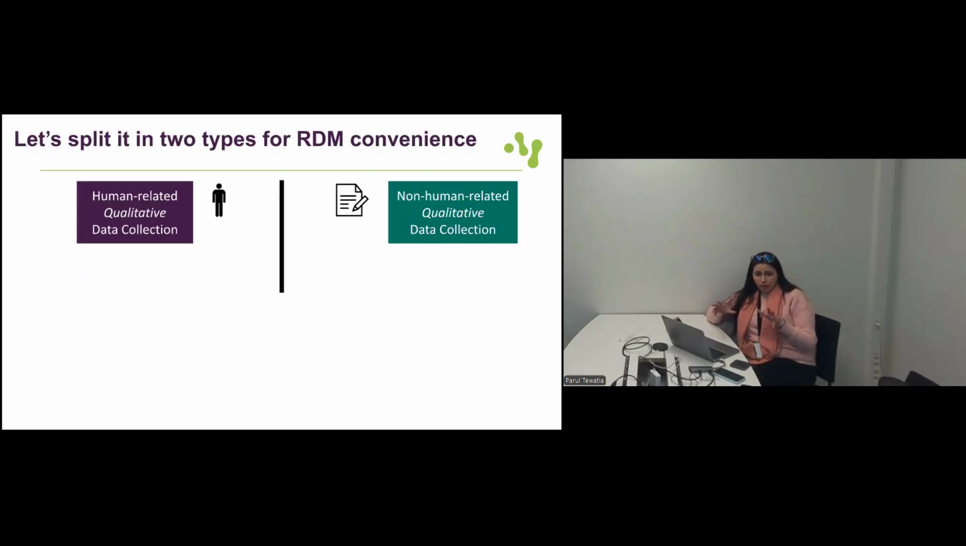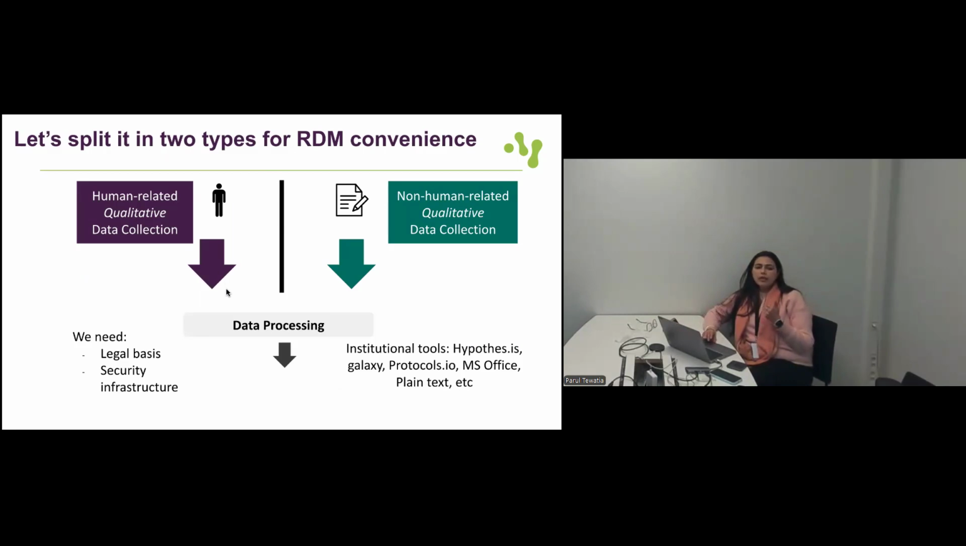Now let's split into two types for research data management convenience. One is human related qualitative data collection and the other is non-human related, which is sensitive data and non-sensitive data. Again, things change when it is sensitive data and non-sensitive data. So let's keep that in mind and go further. Now in this data processing, how do you process your data? And then how do you later store your data? Data processing can mean analysis, cleaning of the data and things like that. For that, we need good security, we need infrastructure and things like that.